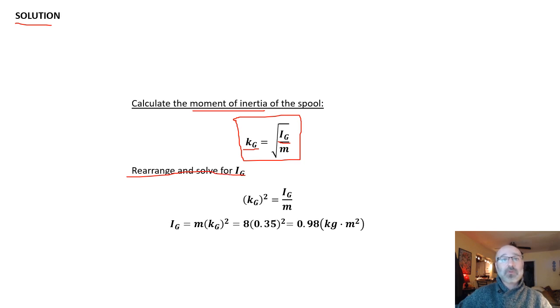So we can rearrange now and solve for our I sub g. We can square both sides of this. We end up with k sub g squared is equal to I sub g over m. Then we can take this m here, multiply it over to this side. So we get the relationship that I sub g is equal to m times our radius of gyration squared. Plug in our known values. We know our m, we know our k sub g, they were given to us in our problem statement. So our I sub g is equal to 8 times 0.35 squared, or 0.98 in units of kilograms times meters squared for our I sub g.